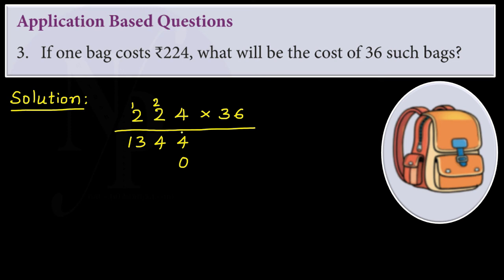3 4s are 12. 1 is carried forward. And 3 2s are 6. 6 plus 1 is 7. And 3 2s are 6. Let's add these numbers now. 4 plus 0 is 4. 4 plus 2 is 6. 3 plus 7 is 10. 1 plus 1 is 2. 2 plus 6 is 8.